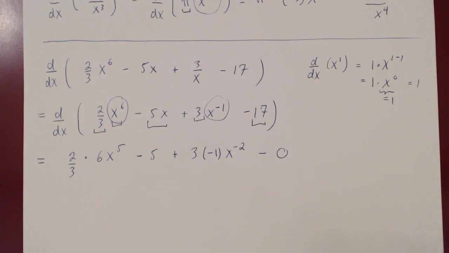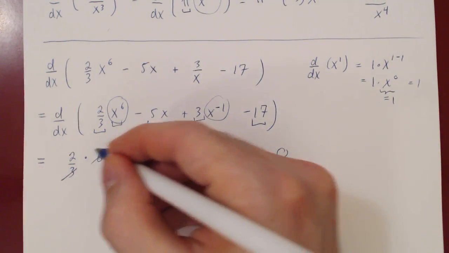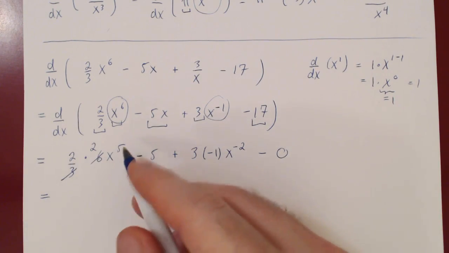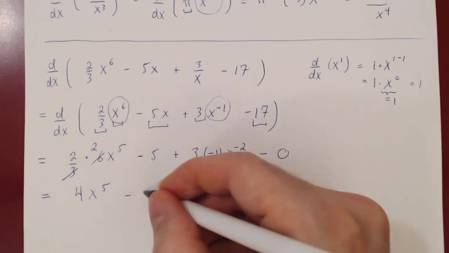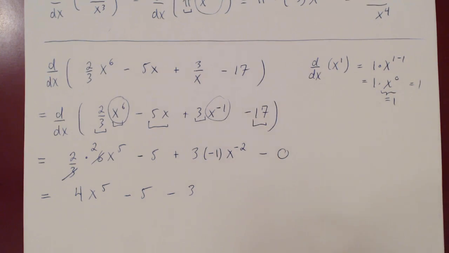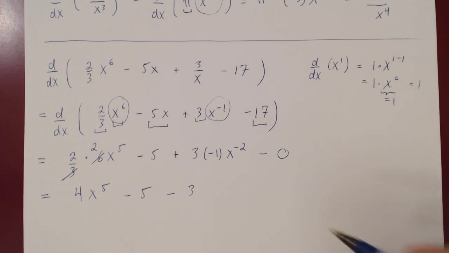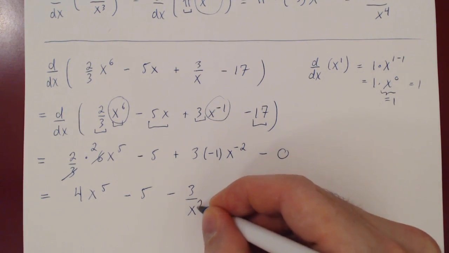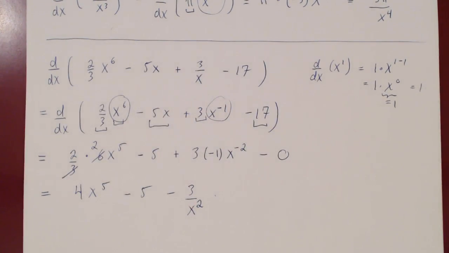Let's simplify a little bit, right? We have 2 times 6 over 3, but 6 over 3 is just 2. So what we have is going to be 4x to the 5 minus 5 minus 3. And you could leave 3x to the negative 2, or if you prefer to have a positive power, send the x down, and the negative power of 2 becomes a positive power of 2. And now you have the derivative of this function.